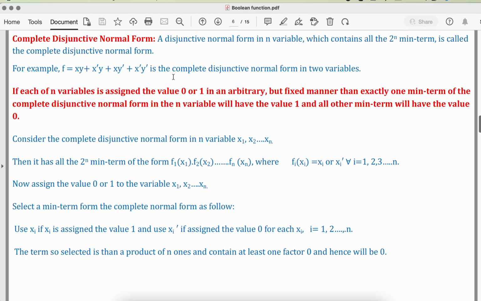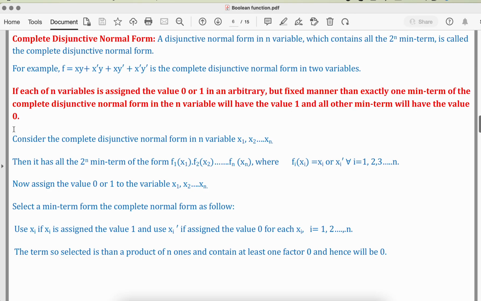So a disjunctive normal form in n variables which contains 2 raised to n minterms is called the complete disjunctive normal form. So if there are 2 variables, it will contain 4 terms. If there are 3 variables, it will contain 2 raised to 3 means 8 terms, and so on. If each of n variables is assigned the value 0 or 1 in an arbitrary but fixed manner, then exactly one minterm of the complete disjunctive normal form in the n variables will have the value 1 and all other minterms will have the value 0.